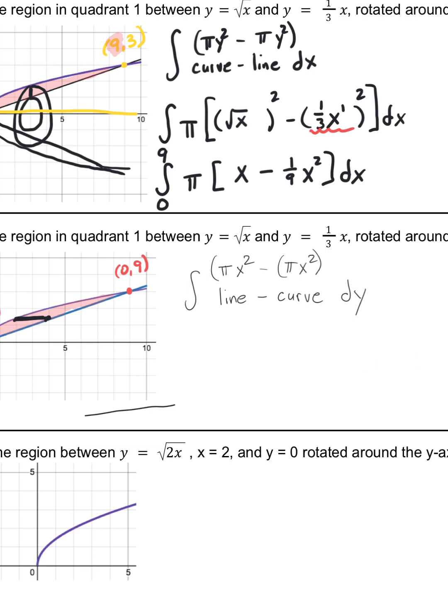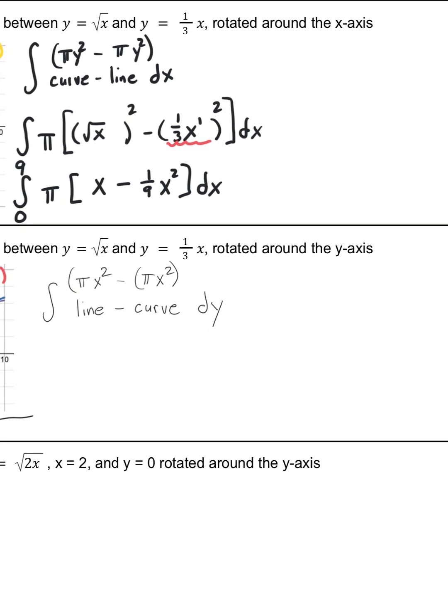So let's take care of that algebra right now. We need to solve our equations for x. So if we go off to the side, if we take y is equal to the square root of x and we solve it for x, we just need to square both sides. So the square root of x squared is x, so x is equal to y squared. Alrighty, so that is our curve.